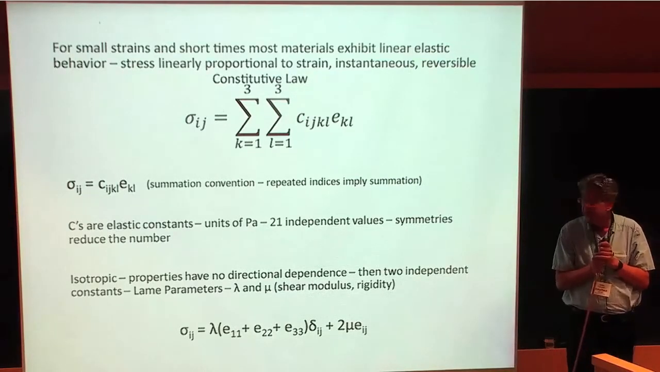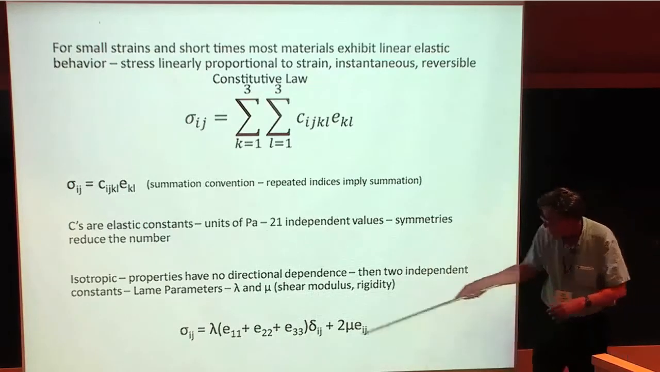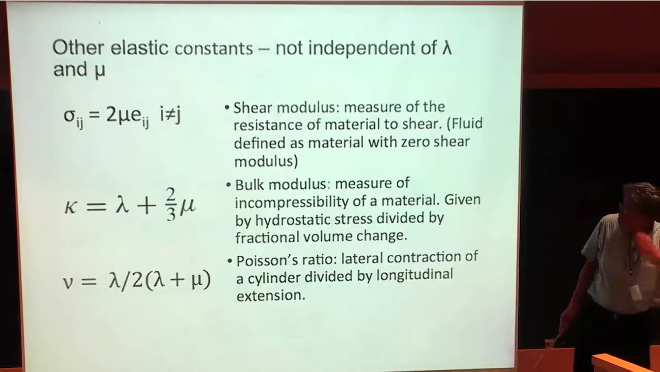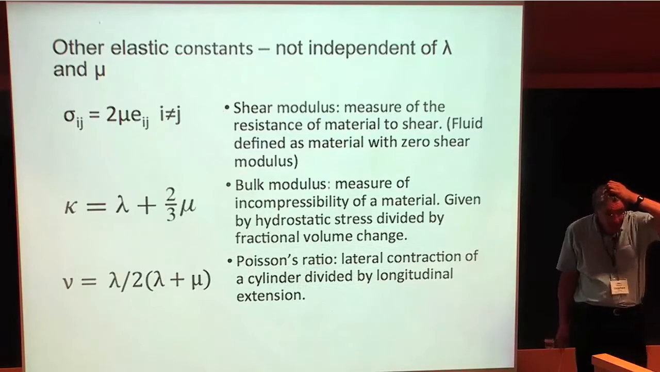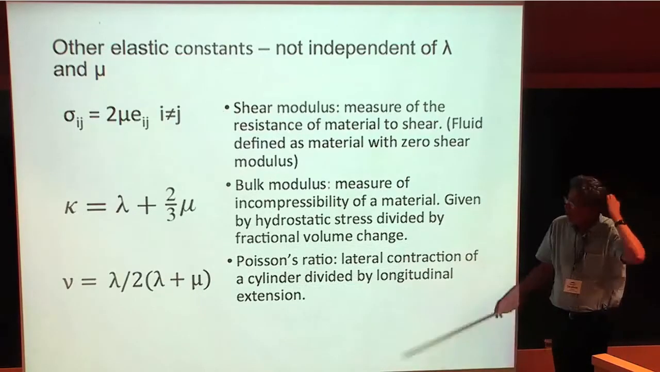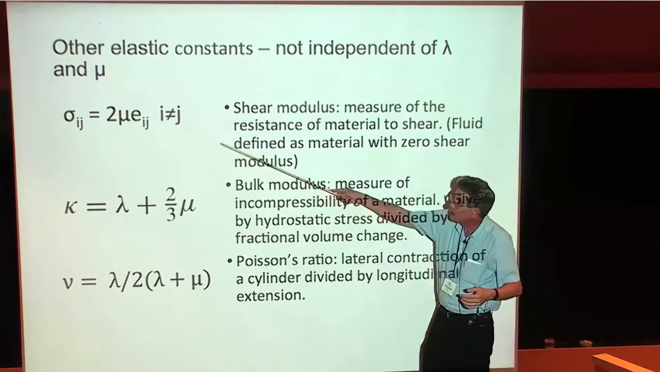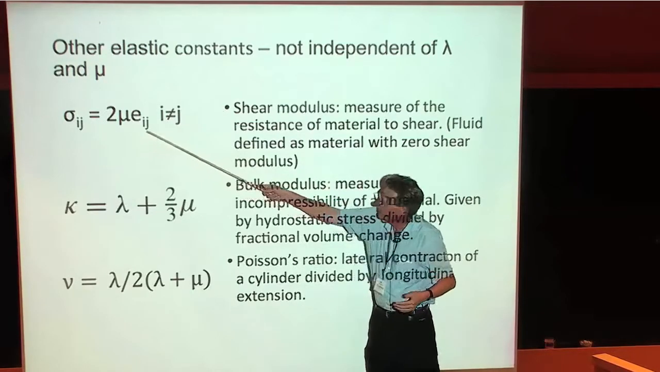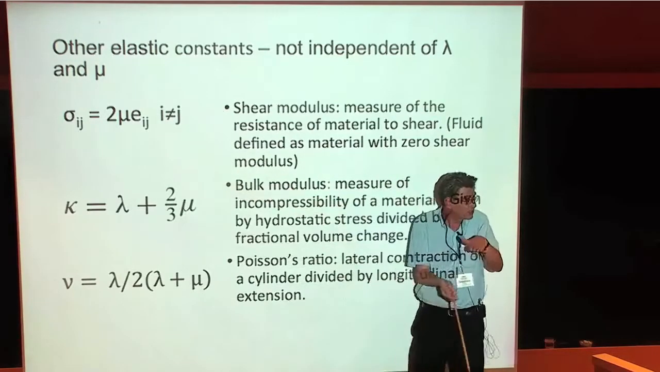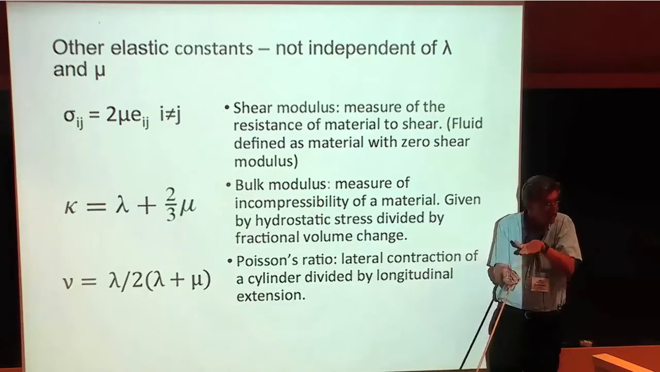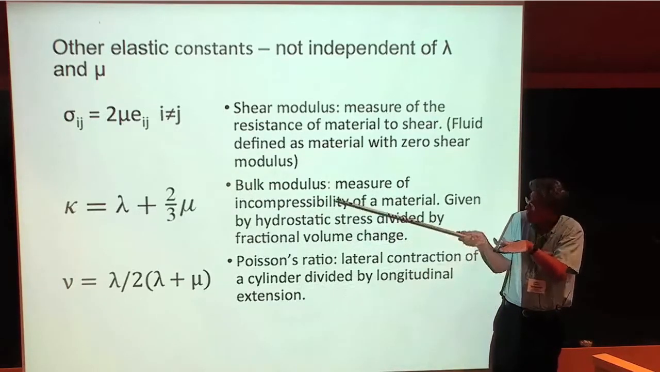Okay. Anyway, we're down to 2 elastic constants, lambda and mu. I want to mention there are other elastic constants. So I mentioned this already. If i is not equal to j, sigma ij is equal to 2 mu eij. So it's just the resistance to shearing. You put a shear stress, you get some shear strain, and mu is the resistance to that, or the shear modulus.